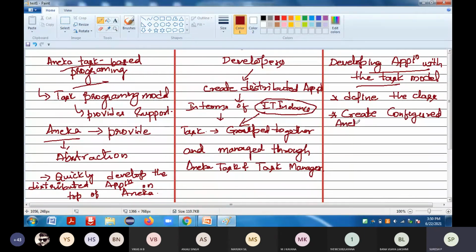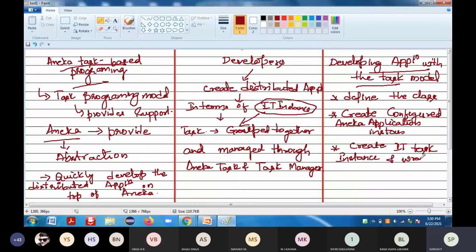So I have to create the Aneka application instance. Next, after creating and configuring, I have to create the ITask instance. Okay, the ITask instance. Then after creating the ITask instance, I have to wrap it up.